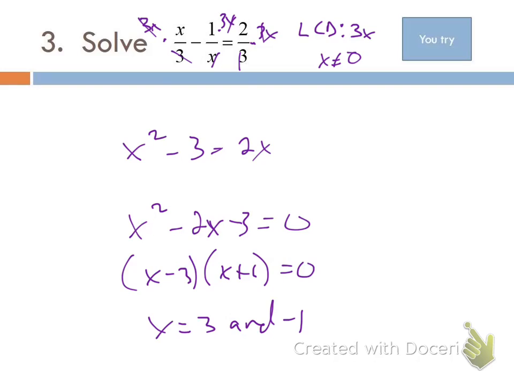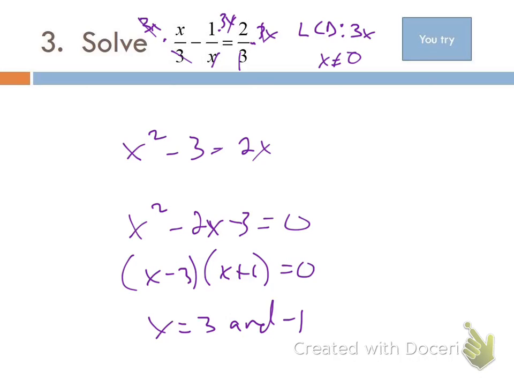So there you go. The least common denominator is 3x. Multiply everybody through by 3x, which means that x can't be 0. Back up for a second. That means x can't be 0. That's the only value of x that would make our least common denominator 0.